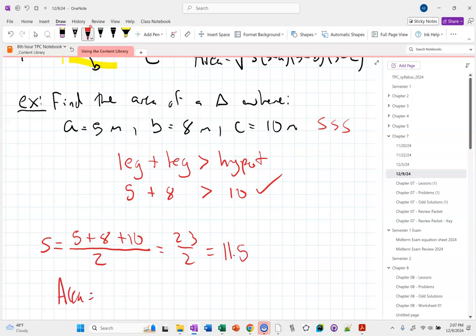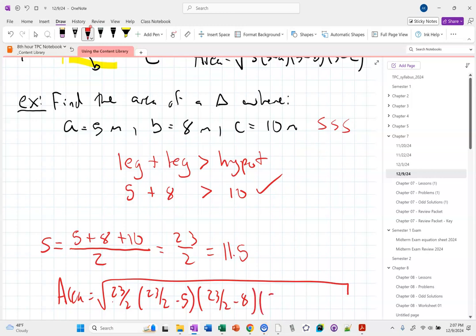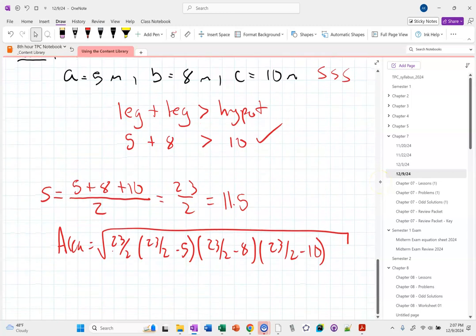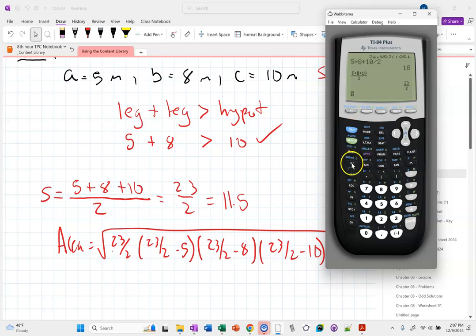So then my area is going to be the square root of 23 over 2 times 23 over 2 minus 5 times 23 over 2 minus 8 times 23 over 2 minus 10. And rather than typing 23 over 2 every time, I'm going to take advantage of the ans command on my calculator.